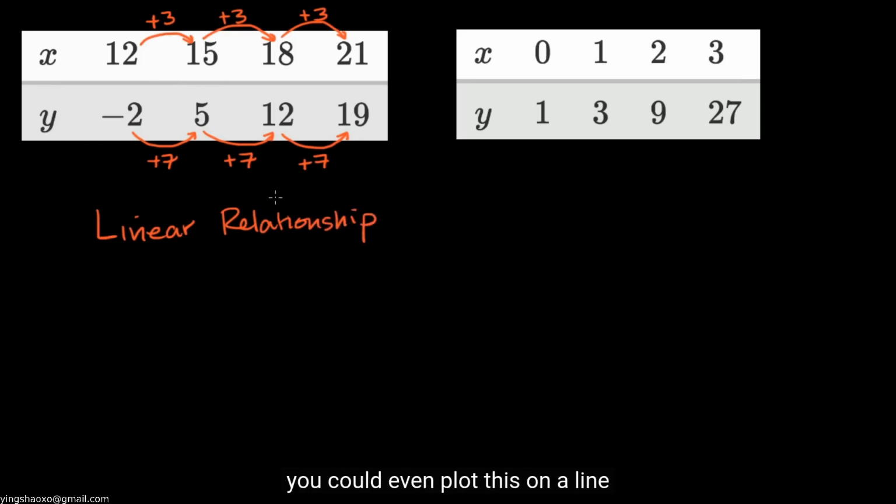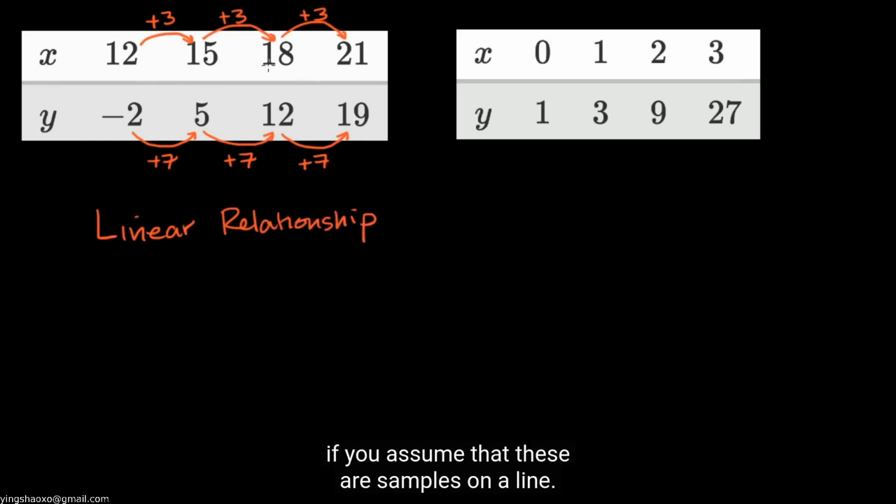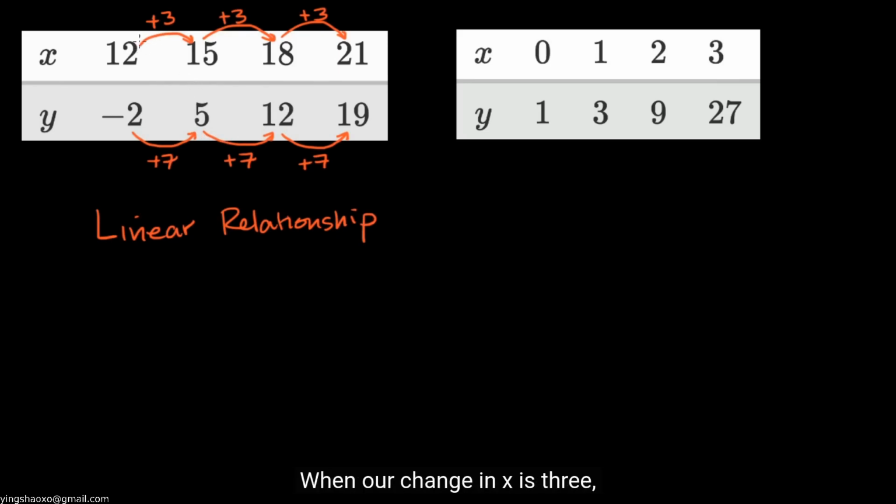You could even plot this on a line if you assume that these are samples on a line. You could think even about the slope of that line. For a given change in x, the change in y is always constant. When our change in x is 3, our change in y is always 7. So this is clearly a linear relationship.